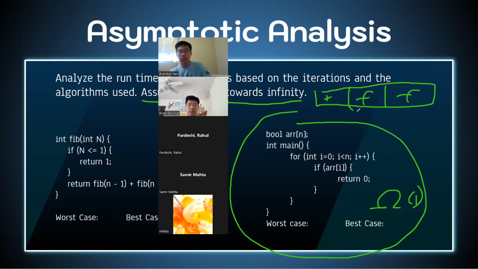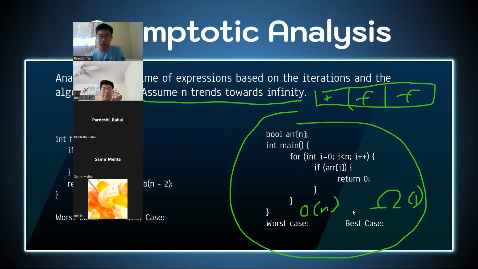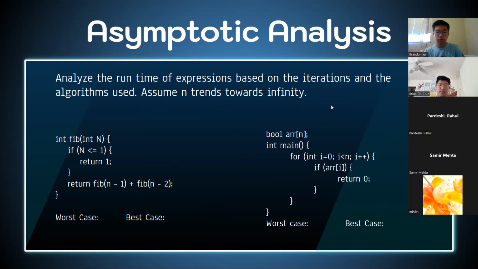But the worst case is I iterate through the whole array and I don't find any truths. So the worst case is I just iterate through the whole thing, which is O of n. In terms of competitive programming, you always want to be focusing on the O of n case, the worst case runtime, because that's going to be most useful to you. USACO is going to throw a lot of harder inputs. They're not just going to give you an easy input where it can run fast.